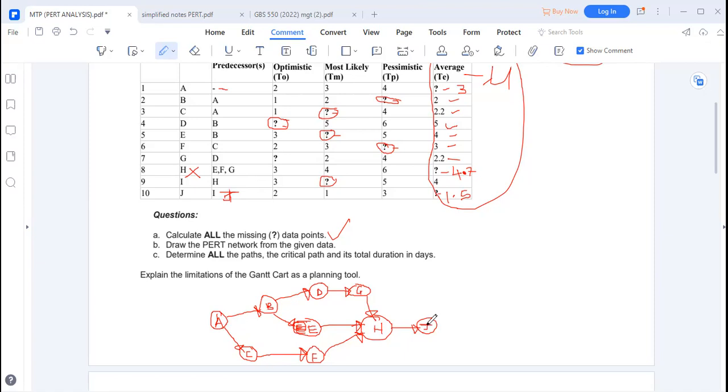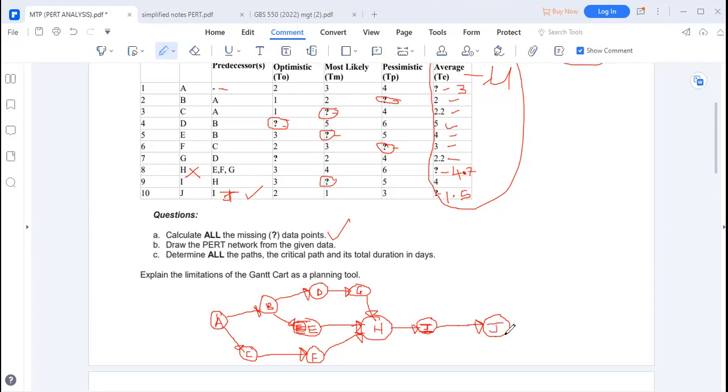Yes, correct. So there is I after H. Thanks for that. So there's I here. So this was correct. After H, there was I. Then after I, there was J, which is the last activity on this project. So J is the last activity.